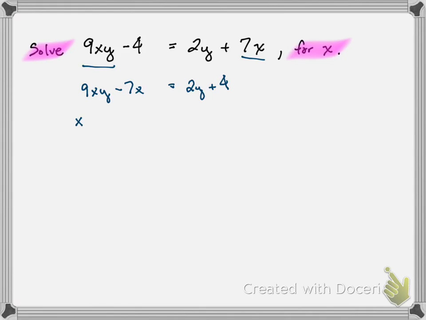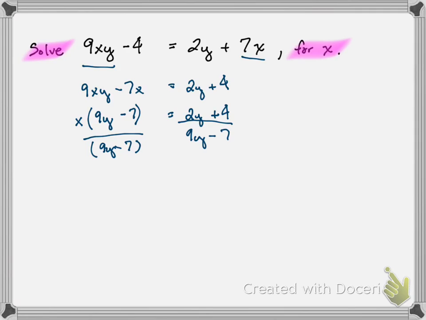I'll now factor out an x, since that's what I'm solving for. x times the quantity 9y minus 7 is equal to 2y plus 4. And then last but not least, I'll divide by this quantity, 9y minus 7. Of course, x times 9y minus 7 divided by the quantity 9y minus 7 is just x. That simplifies.